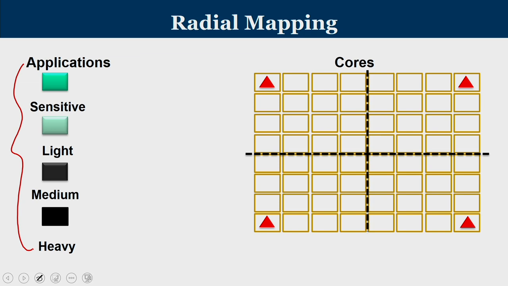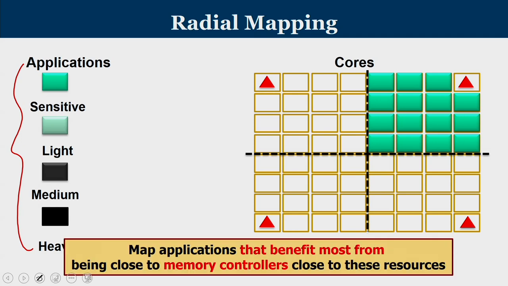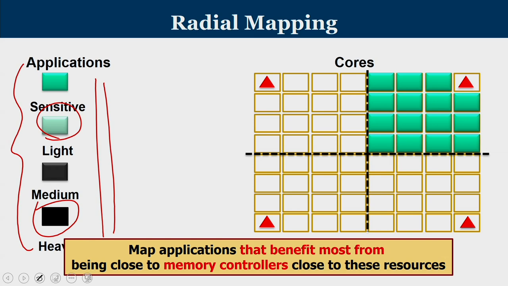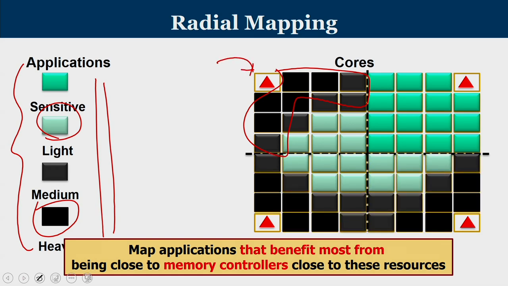These classifications are already familiar to you. We divide applications into sensitive, light, medium and heavy. And then we have these cores wherein the sensitive application is being kept. And we try to map applications that benefit most from being close to memory controllers. We know that, with this classification of applications, there is a very high probability that heavy applications will go to the memory controller more than light applications. Heavy application means they have more L1 misses. The more L1 misses you have, the more possibility that you may miss in L2 also. So, try to keep the heavy applications as close as possible to memory controllers, then a little bit of medium applications, and then the light applications, so that the applications treated as heavy get the benefit of being closer to the memory controllers, and you do the same for the rest of the clusters as well.